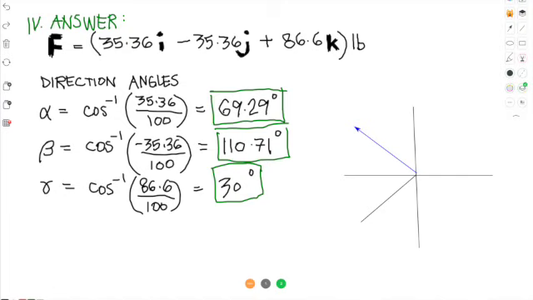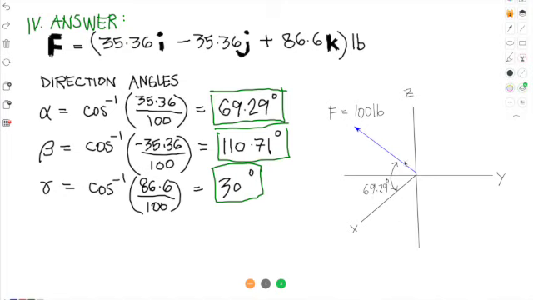Okay, so this resultant is F, and it's equal to 100 pounds. And let me write down, this is X, this is Y, and this is Z. Okay, so the angle that our vector makes with the x-axis, that is alpha, that's 69.29 degrees.